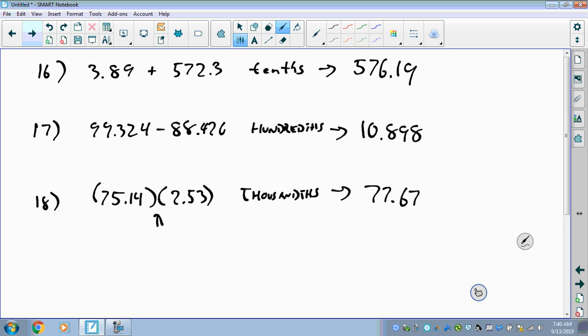77.67. Okay, so they want you to round to the nearest. Is that right? Oh, I added. I'm going to say that doesn't work. 75.14. I told you guys the number of multiplication, right? It's going to be 190.104. Okay. So remember tenths.